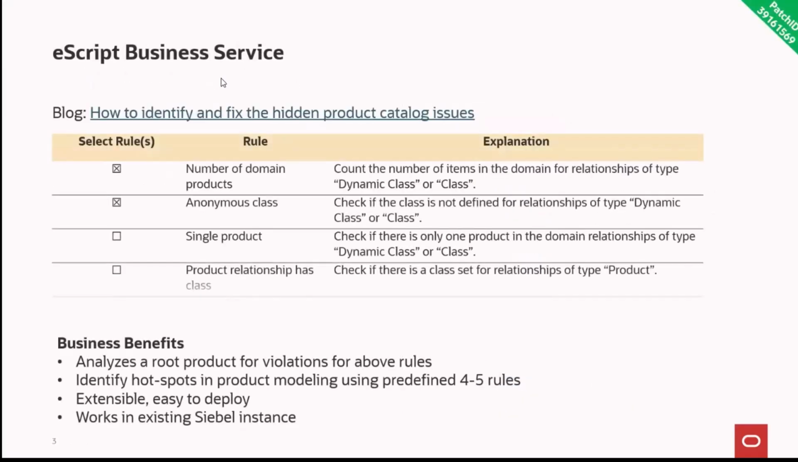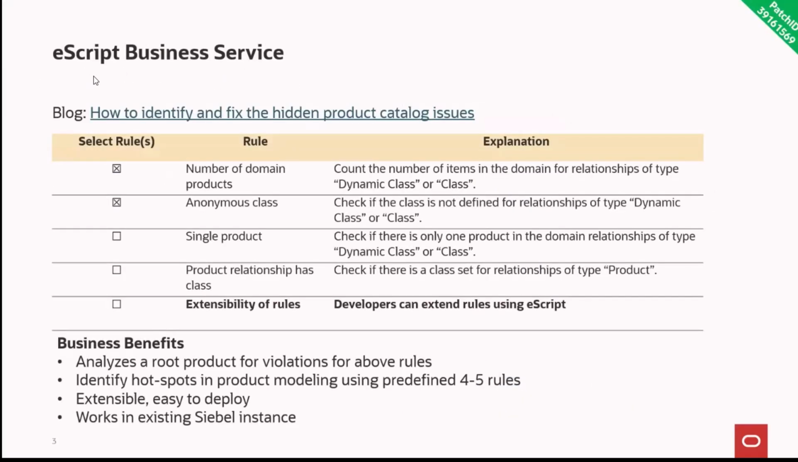Knowing this, we started with an eScript approach, which is a way to identify and fix hidden product catalog issues. In that, we found certain patterns that can cause issues with your product model. For example, the number of domain products that you have. You can have a class or dynamic class relationship, and in that relationship you can have a lot of child products.